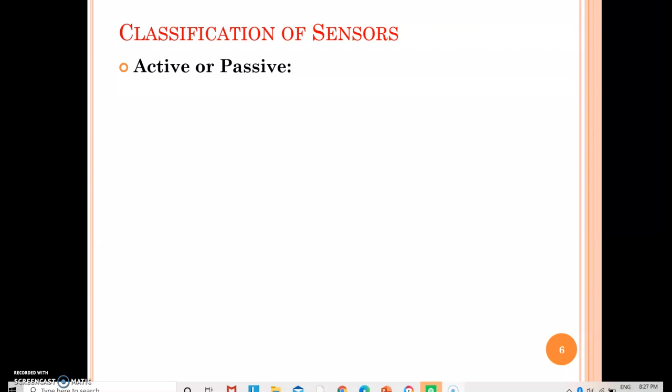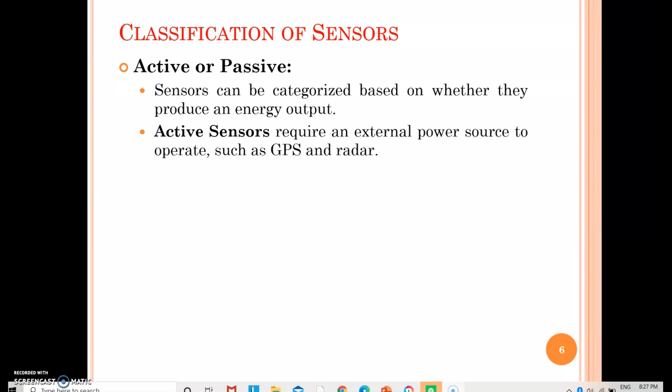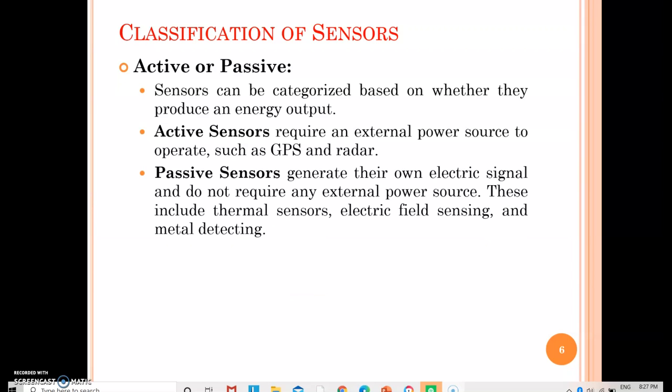The first type is active or passive sensors. Sensors can be categorized based on whether they produce energy output and typically require an external power supply, which is of the type active. So active sensors require an external power source to operate, such as GPS and radar. Then come the passive sensors. So passive sensors generate their own electric signal and do not require any external power source, exactly opposite to that of the active sensors. These include the thermal sensor, electric field sensor, and metal detection.